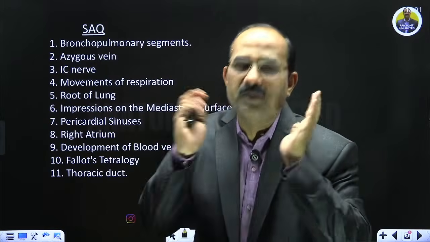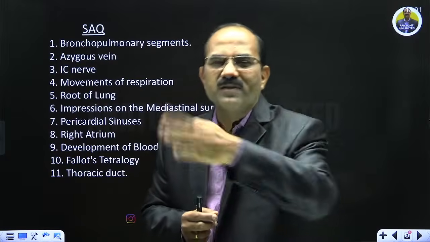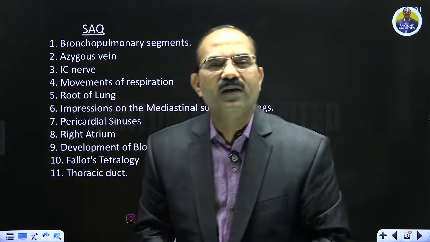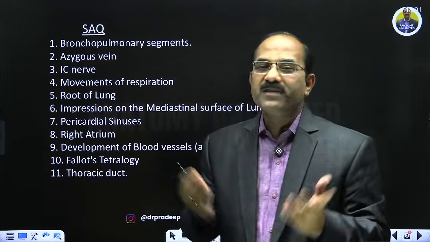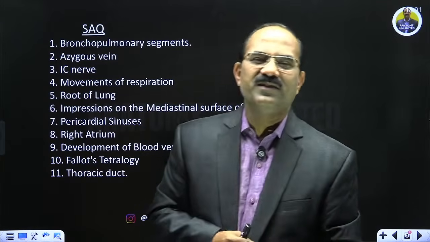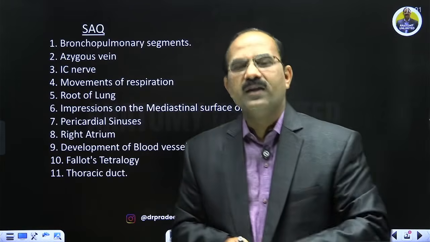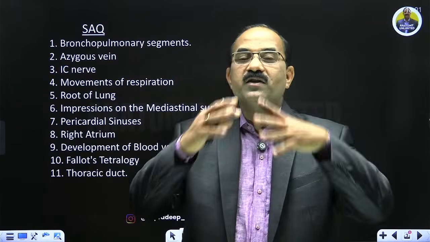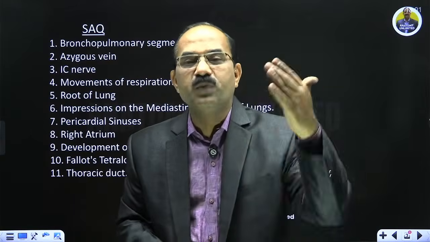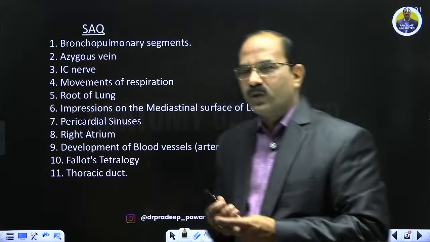Now coming to the heart, then pericardial sinuses, the transverse sinus, the oblique sinus of pericardium, ये कैसे बनता है? And what is the importance of the sinus? Like transverse sinus, you can pass a ligature to tie the ascending aorta. Oblique sinus lies behind the left atrium. It helps in distension of the left atrium during increased venous return. So these are the pericardial sinuses that you have to know.